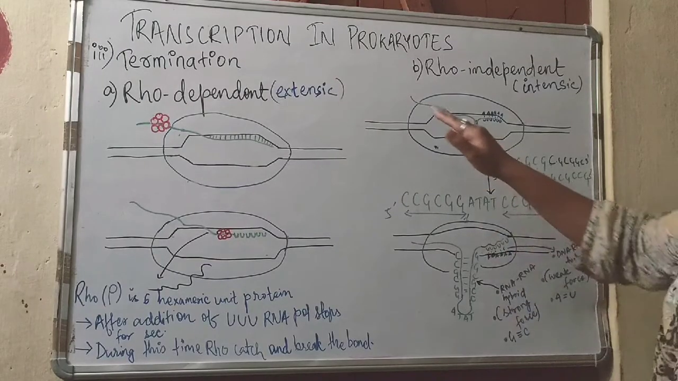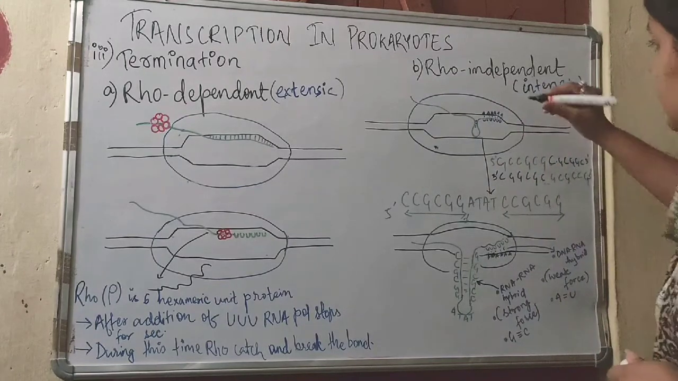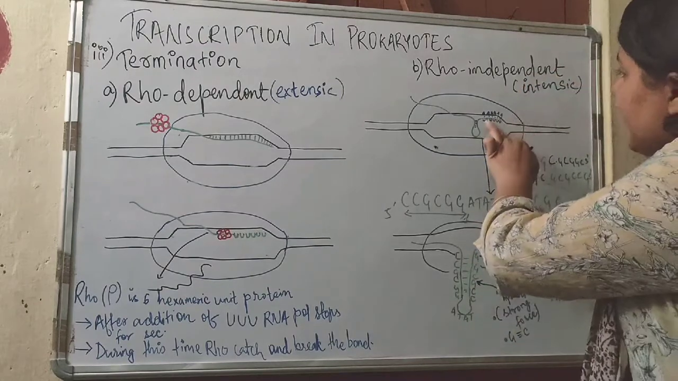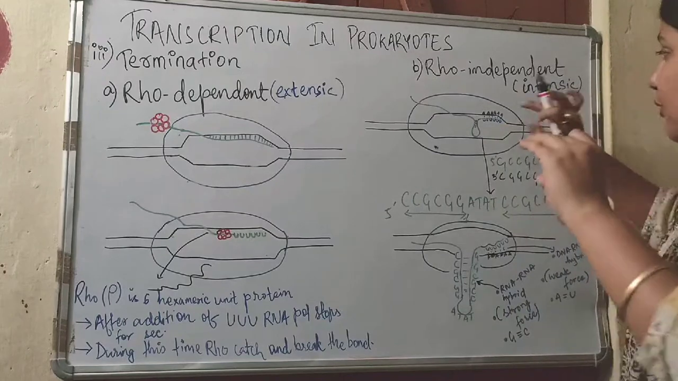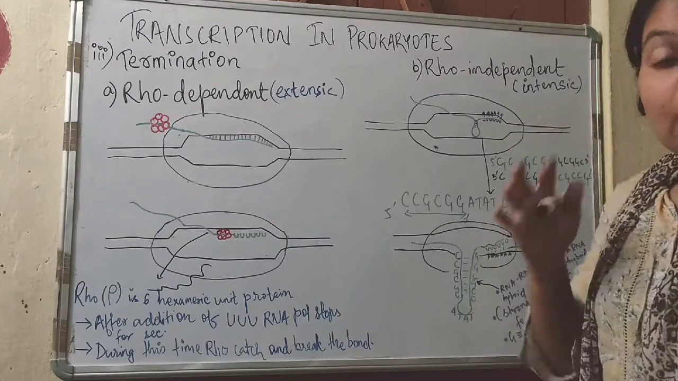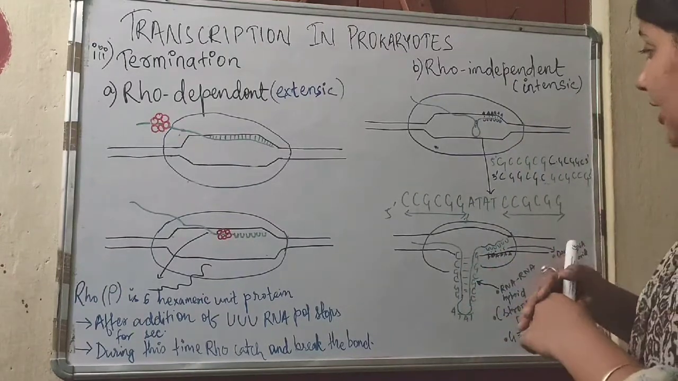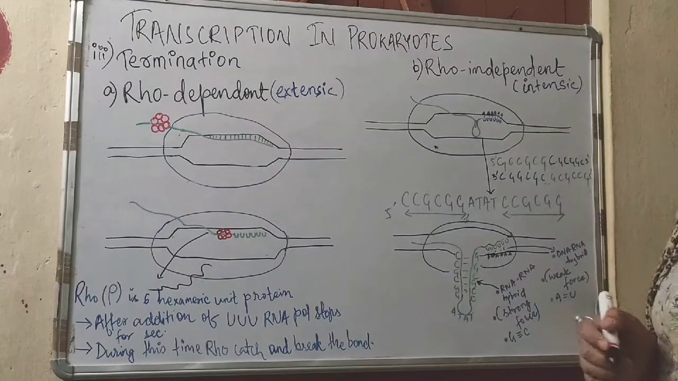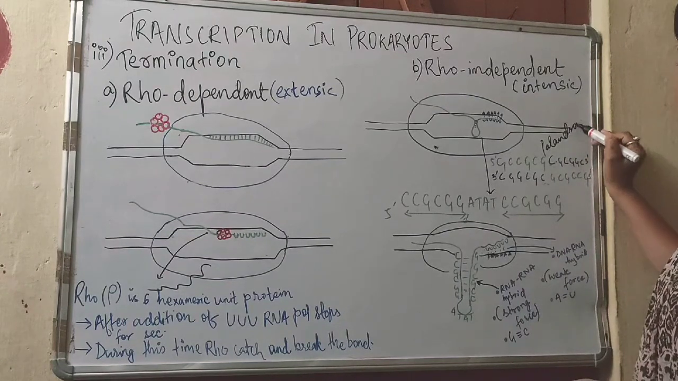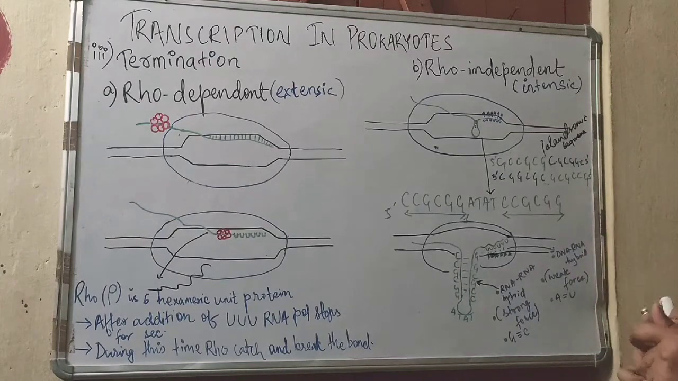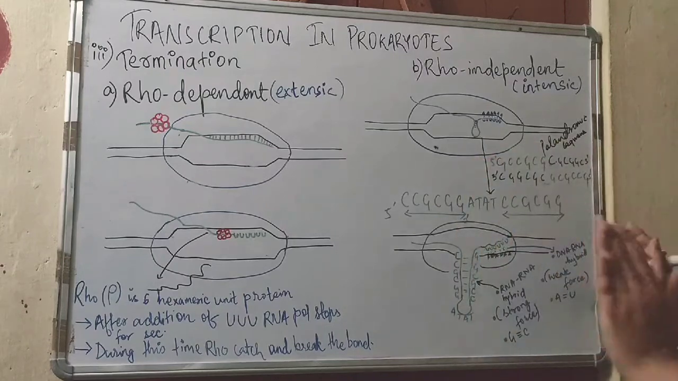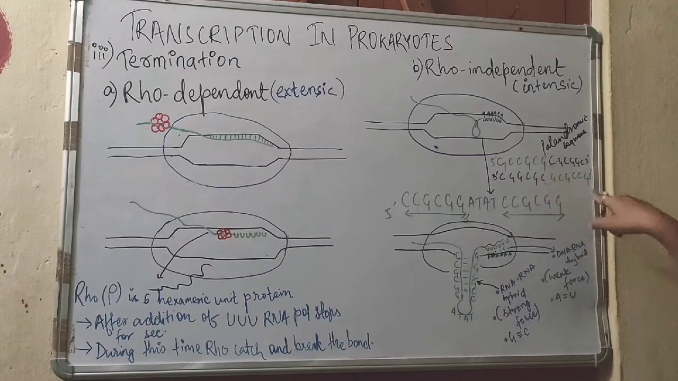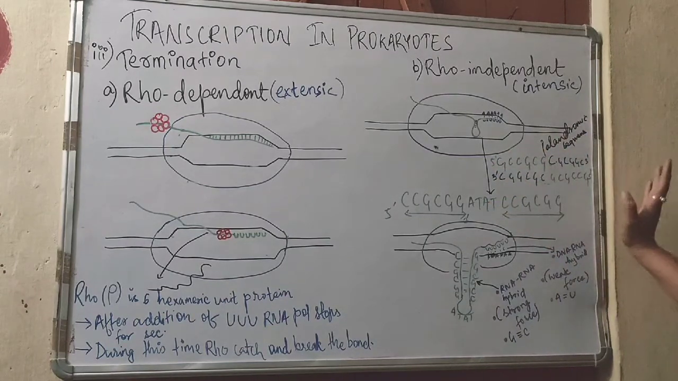Alright, now coming to the Rho-independent or intrinsic process. In this process, this is my newly formed mRNA, and after some point UUU is added. We know that A and U are a weak force, only bonded by 2 hydrogen bonds, whereas G and C are a strong force. After the new mRNA is formed, there will be a palindromic sequence. A palindromic sequence is a sequence which, if we read it from 5' to 3' and from 3' to 5', is the same.